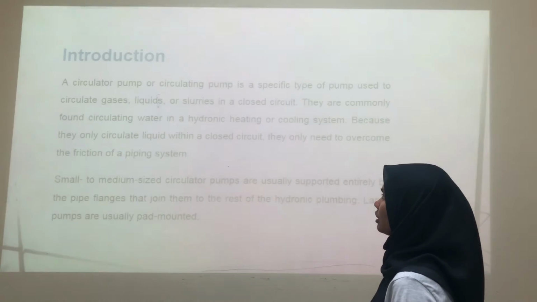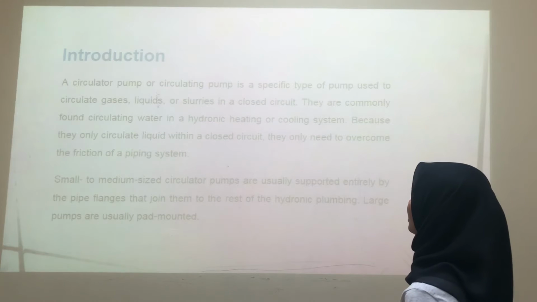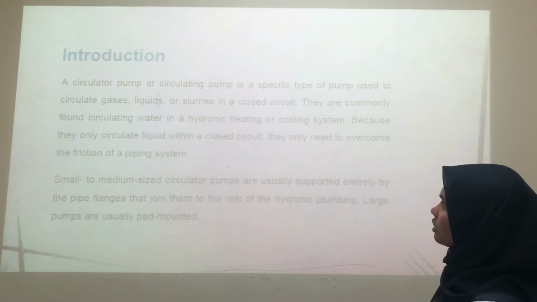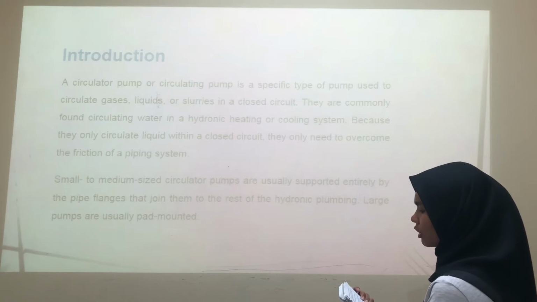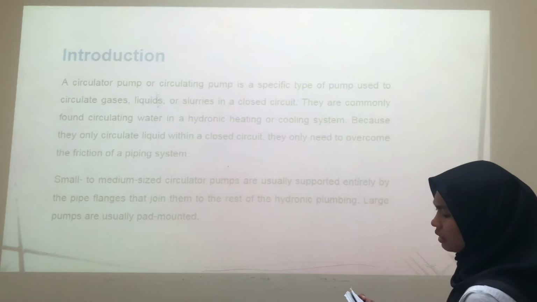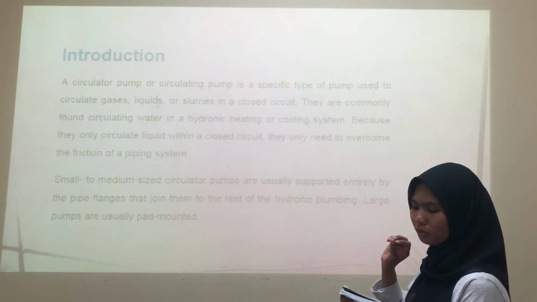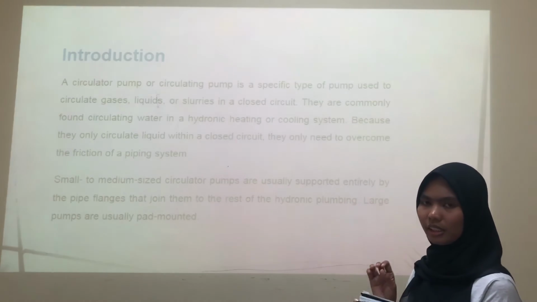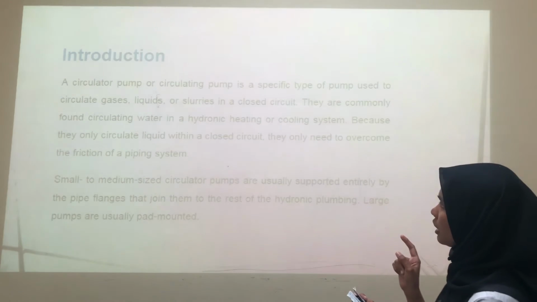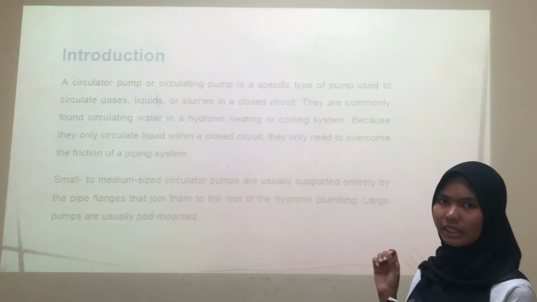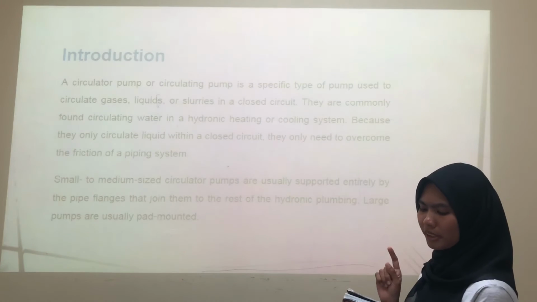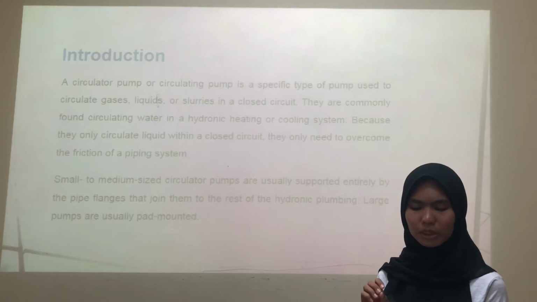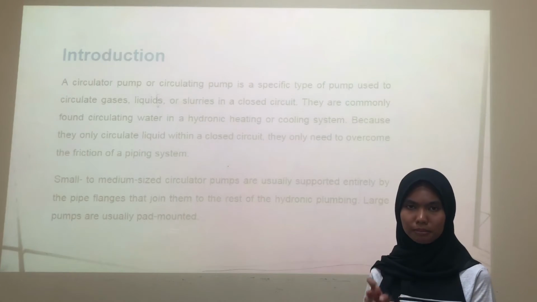Okay. A circulator pump or circulating pump is a specific type of pump used to circulate gas, liquid or slurry in a closed circuit. Maksudnya, circulating pump ni adalah jenis pump yang tertentu digunakan untuk mengedarkan gas cecair dalam litar tertutup. Biasanya dia didapati dalam pemanasan hidronik atau sistem penyejukan. Okay. Oleh kerana circulator pump hanya mengedarkan cecair dalam litar tertutup, dia perlu mengatasi geseran sistem pipe.